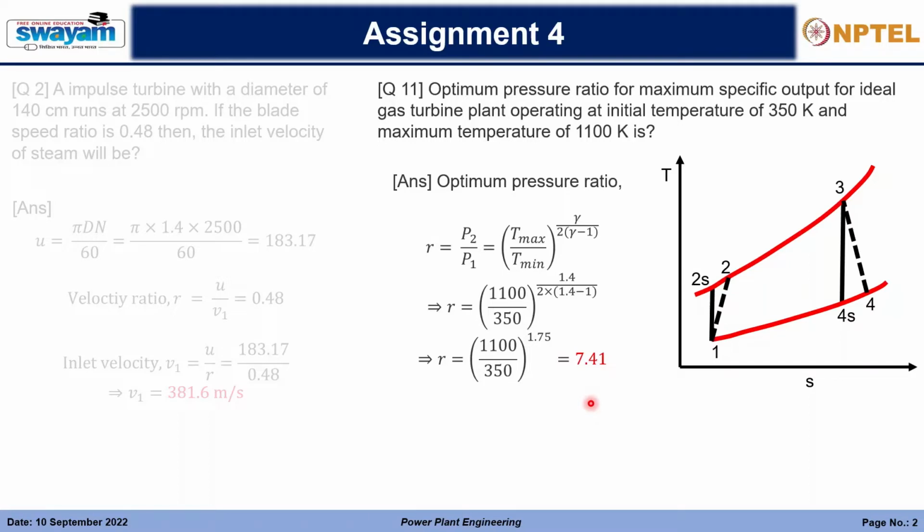I do not see much difference, and it will be around 7.41. I hope that you have all got this answer correct. Then you can refer to this formula in the book also, for the derivation. In the book Power Plant Engineering by P.K. Nag, I think the derivation is also given, so you can go through the derivation if you like.